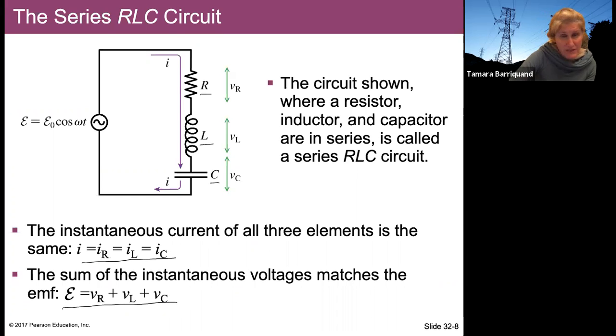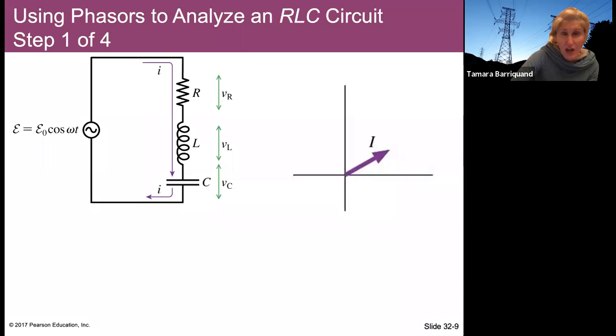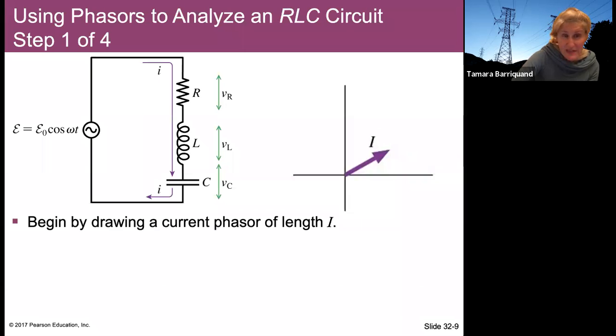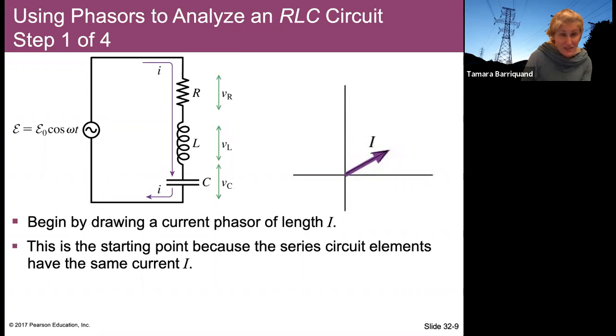So now what we want to do is use our phasors to analyze an RLC circuit. So here's our circuit. The first thing we're going to do is begin by drawing a current phasor of length I. So here's our current phasor of length I. Now, we see that this is the starting point because the series circuit elements all have the same current I, which we can see right here. They all have the same current I.